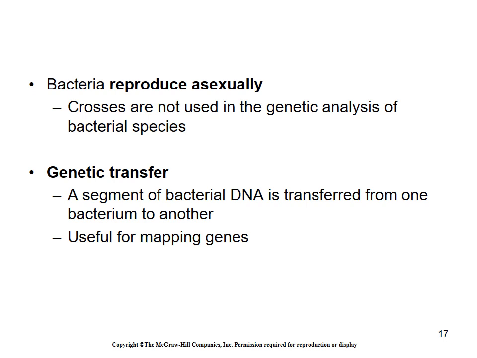However, we also know that bacteria are able to reproduce sexually, and when they do that, they're able to do genetic transfer, which basically means they swap DNA segments between individual bacterial cells. This, of course, is great for genetic variation, and we can also use it to map the genes to see where exactly each is located within the chromosome of the bacterial genome.